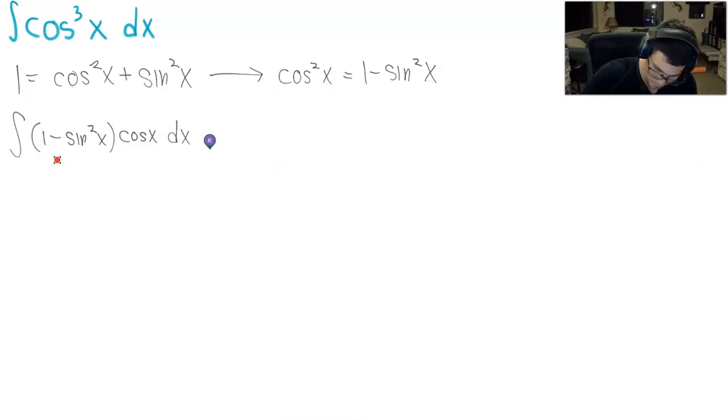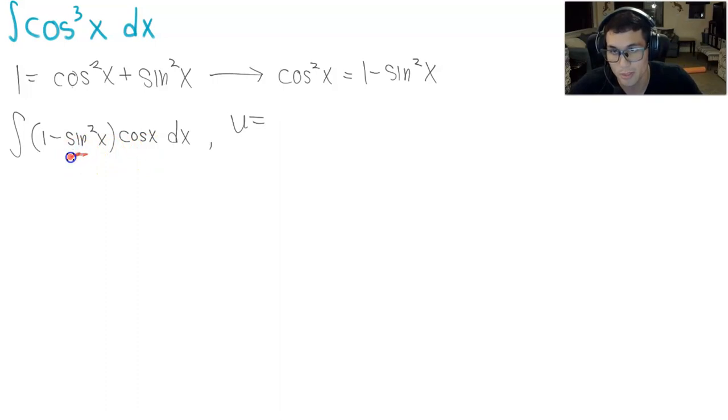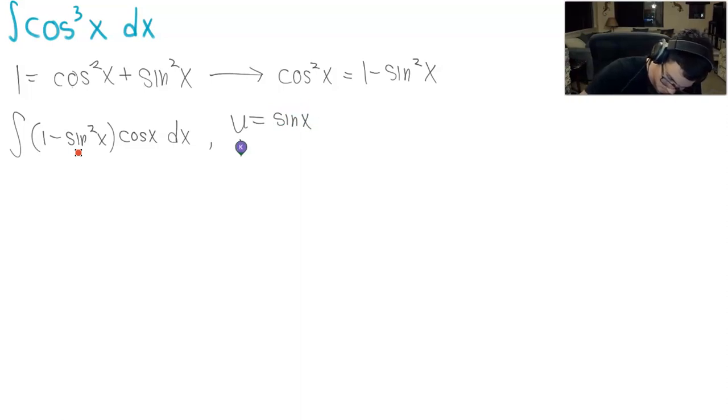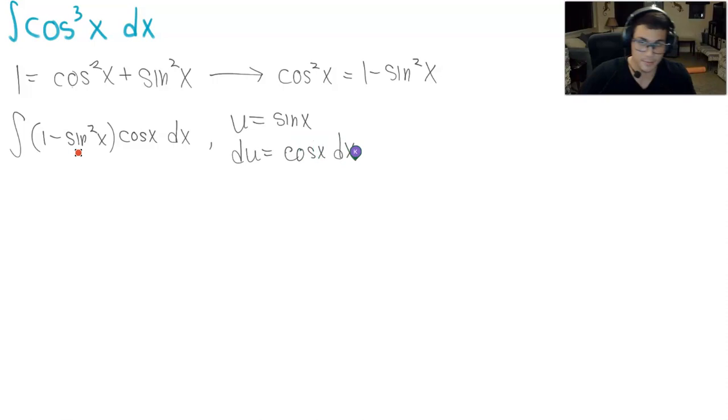Okay, and now if we let u equal, and this is an important part, we should let u equal just sine x, not sine squared x, not 1 minus sine squared x, and we shouldn't let it be cosine x. We should just let it be sine x. So if u is equal to sine x, then du is equal to cosine x dx, which is all very useful because now we can write our integral as 1 minus u squared.